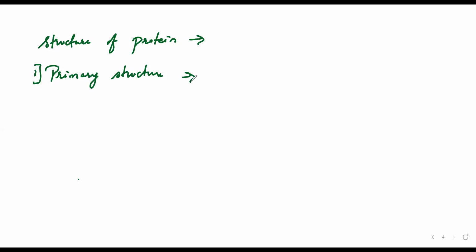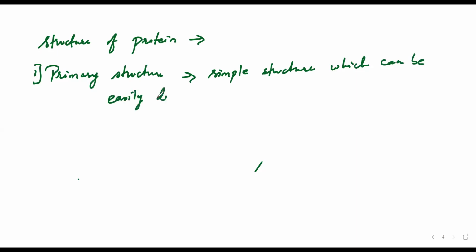Here, basically, whatever amino acids are there, they will be linked together with their particular sequences, but they are the simplest form of structure, which can be easily denatured. Denatured means degraded.